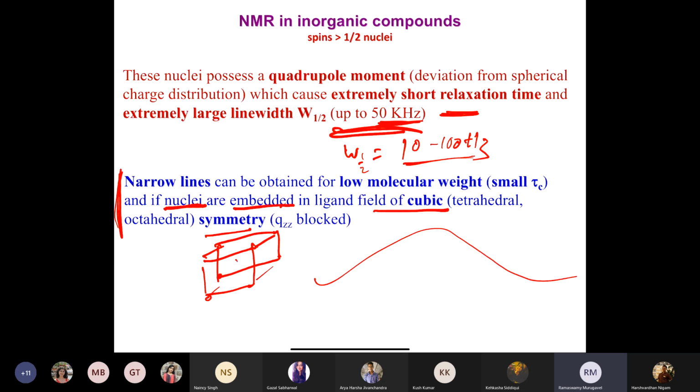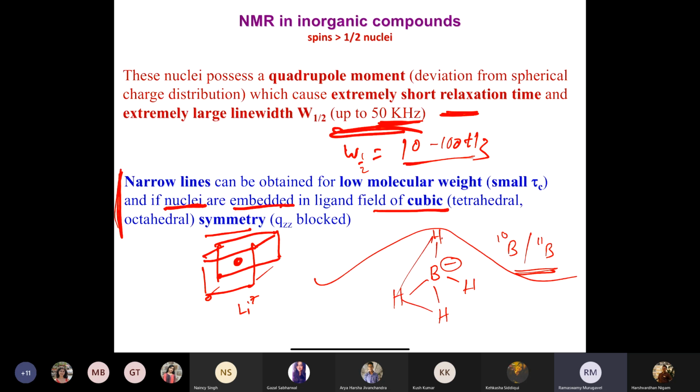And this is my quadrupolar nuclei. For example, let me talk about lithium. Lithium 7 is a quadrupolar nucleus. Or I talk about a very common anion which all of us use, sodium borohydride or lithium borohydride, where boron 10 or boron 11, both are quadrupolar nuclei.